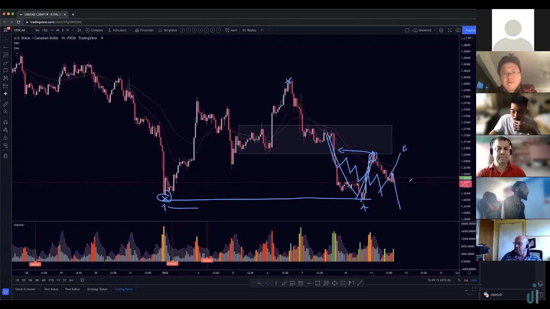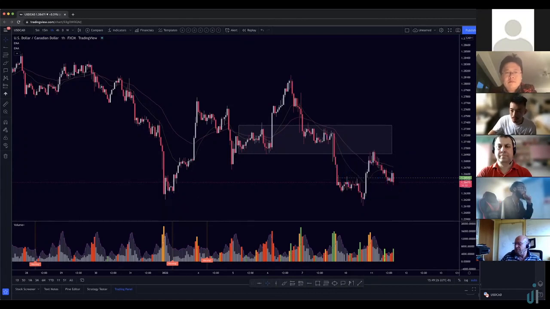Okay. Got it. This goes hand in hand with what Eric was asking about the legs as well. So if we're doing the leg kind of thing, this would be like the first leg, second leg, and then the third leg, something like that.